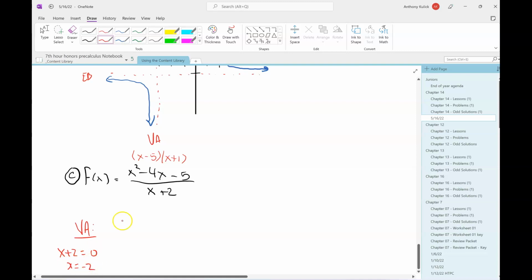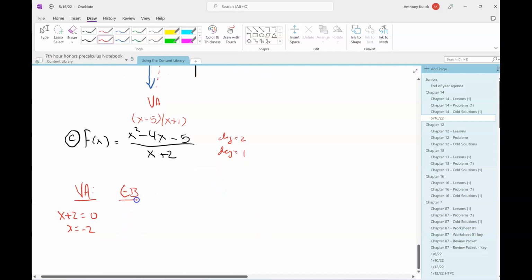So vertical asymptote at -2. End behavior, the numerator is degree 2. The denominator is degree 1. So to find that end behavior, I'm going to need to do polynomial division. I'm going to do long division here.